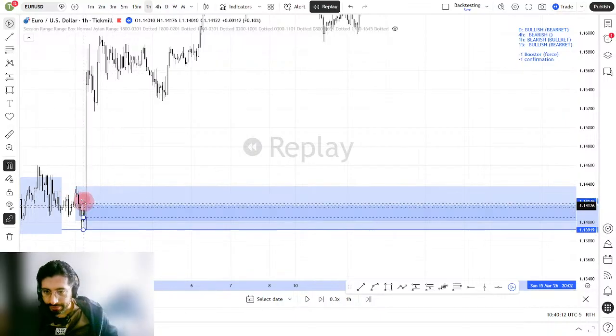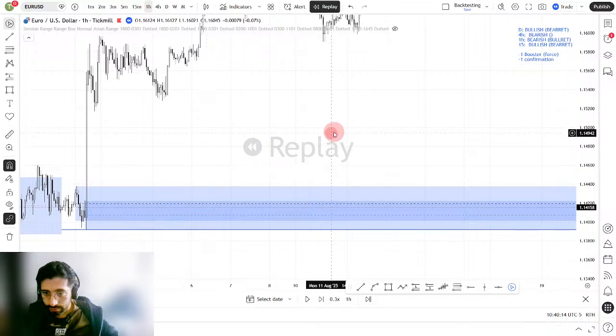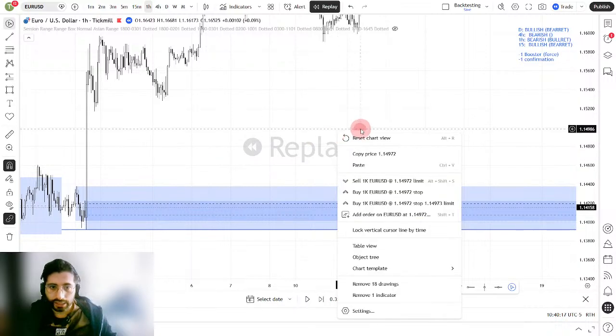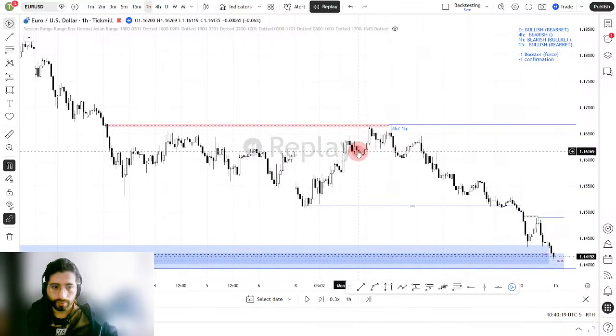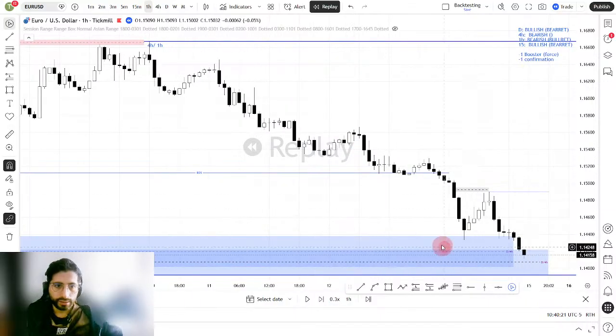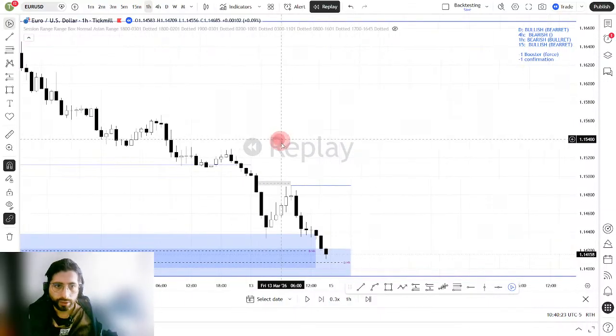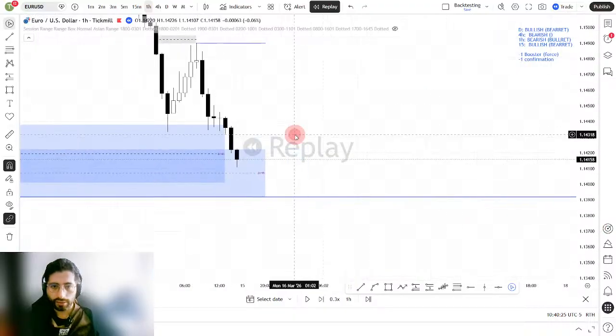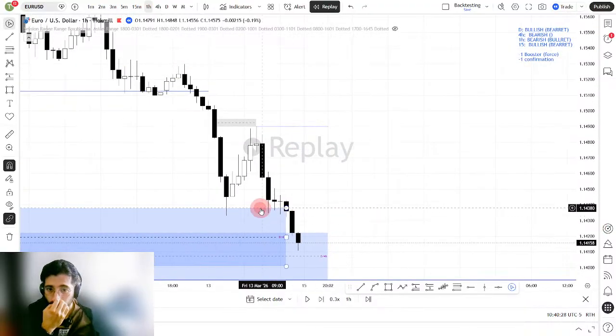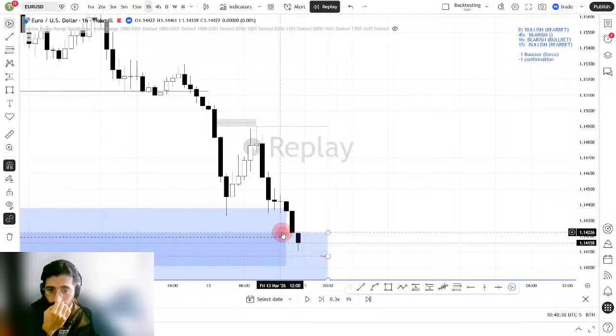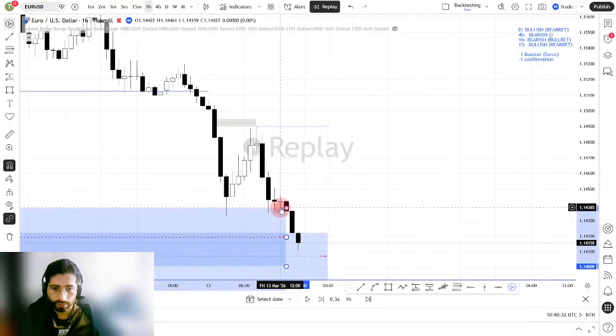I'm gonna put it here. There. Let me check if the price actually gets to that point. It did. All right, so look, we refined the daily order block to the 4 hour order block to the 1 hour order block.